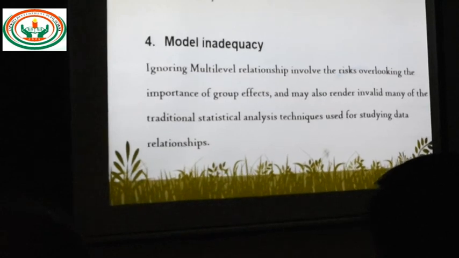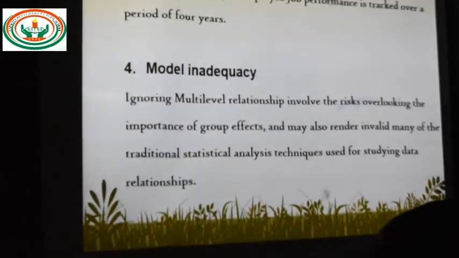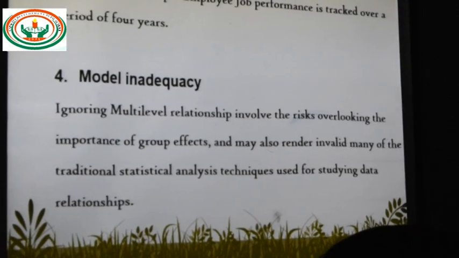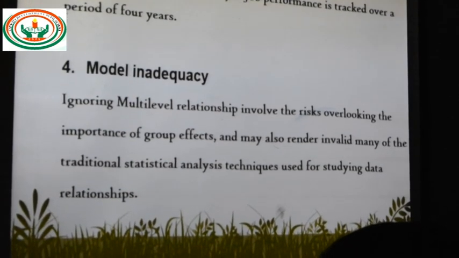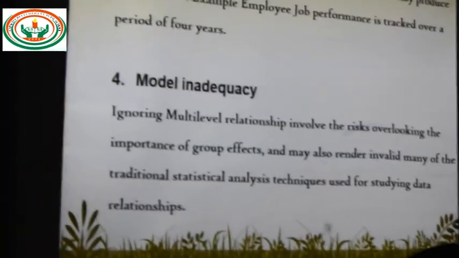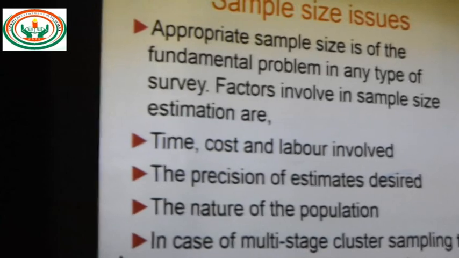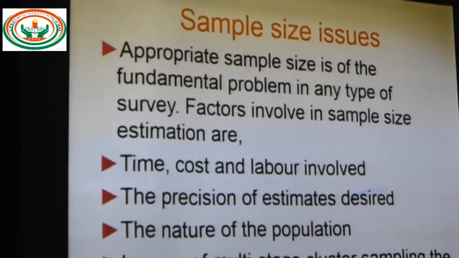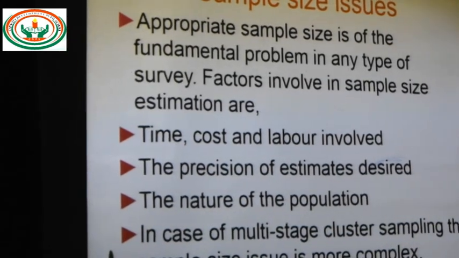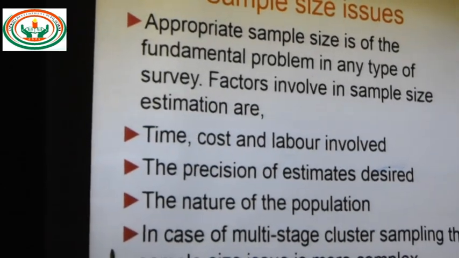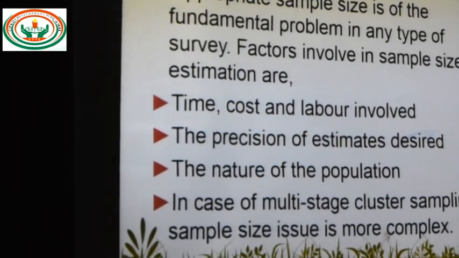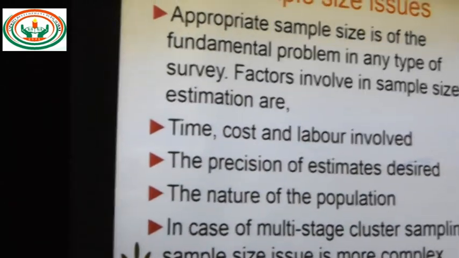Ignoring multi-level relationships involves the risk of overlooking the importance of group effect. So group effect, environmental effect, is violated, and we have to capture this in our model. Sample size issue: appropriate sample size is one of the fundamental problems in any type of survey. Factors involved are cost, labor, and time, the decision of the estimate desired, and the nature of the population. So we have to consider these factors in our sample estimation.